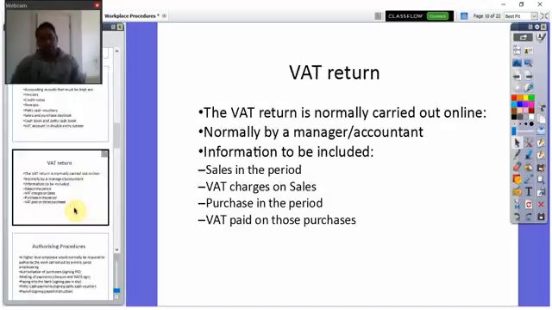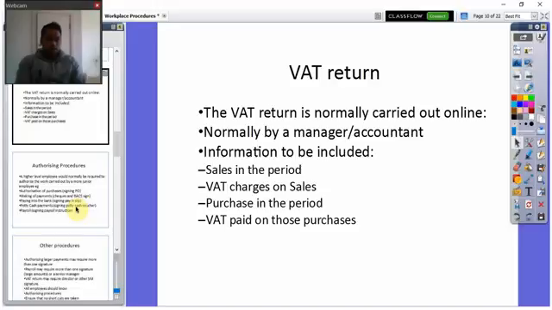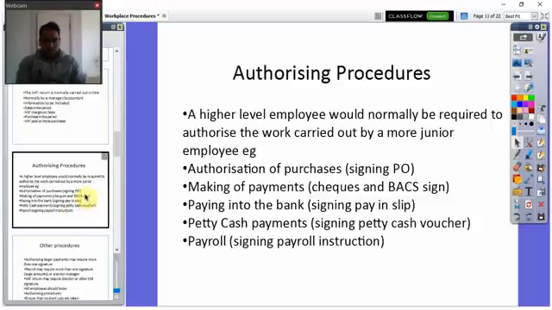VAT return. A VAT return is normally carried out online by a senior manager or an accountant. Lots of businesses would prefer to have a qualified accountant do it, so they might send it off-site. Information to be included is sales in the period, VAT charged on sales, purchases in the period, and VAT paid on those purchases. We'll get more into these documentations and charges and taxes in subsequent units. But for this unit, this is all you need to know.